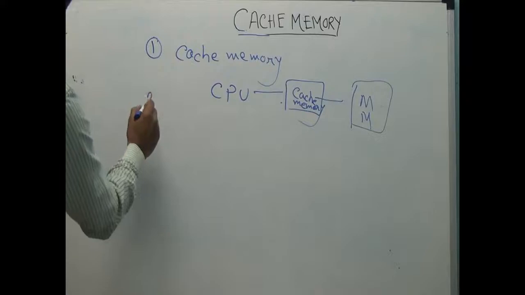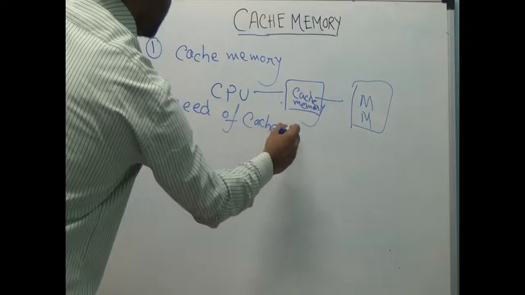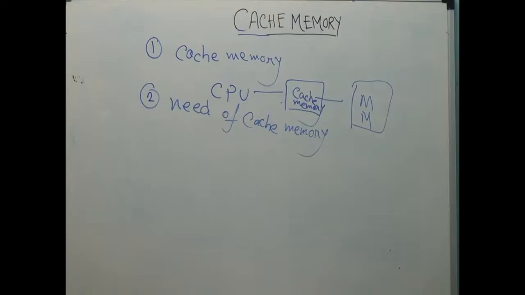Next question is the need of cache memory. The speed of CPU is faster than main memory. So while accessing the main memory, CPU has to wait for the main memory to complete the job. Thus, there is wastage of time. Hence, the cache memory is implemented in computer system to compensate the speed difference between the memory access time and CPU. So that is the basic reason why the cache memory is used in the computer system.